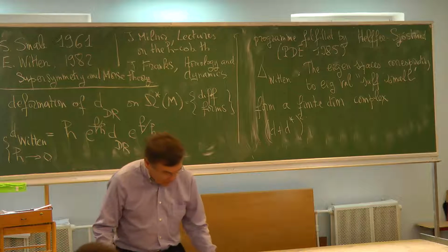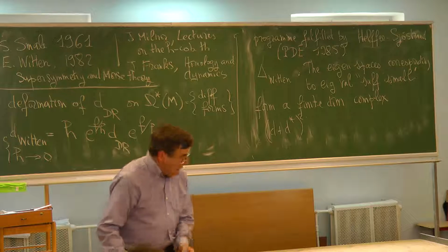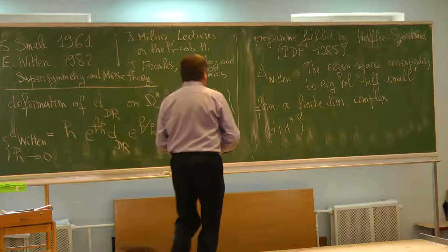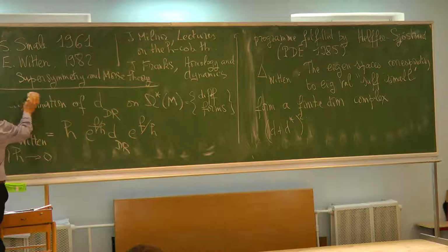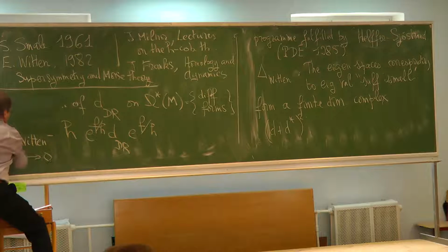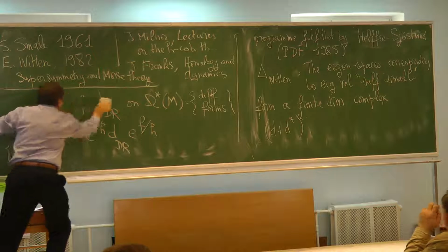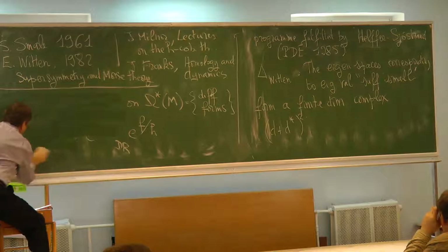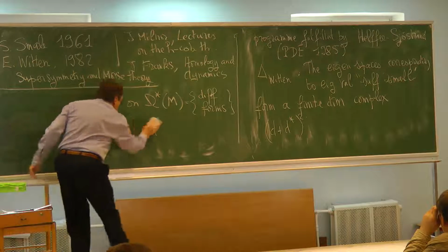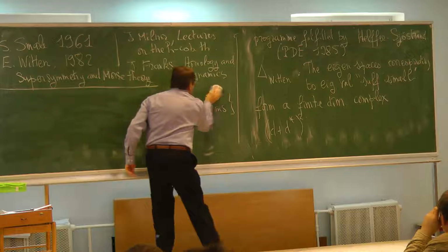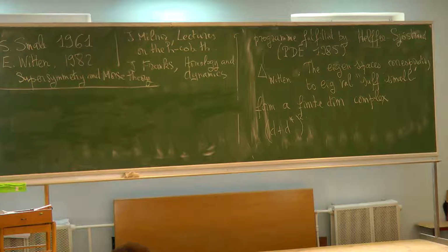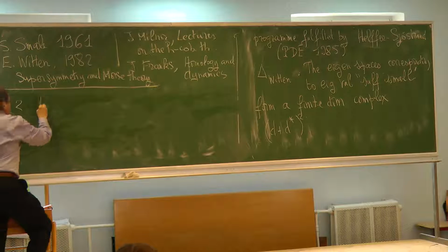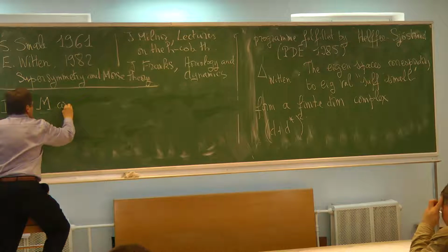So now, for me it is the end of the story. I explained the role of the approach of Witten. It is very important for what I am looking at now. So now I look at a compact manifold with non-empty boundary.